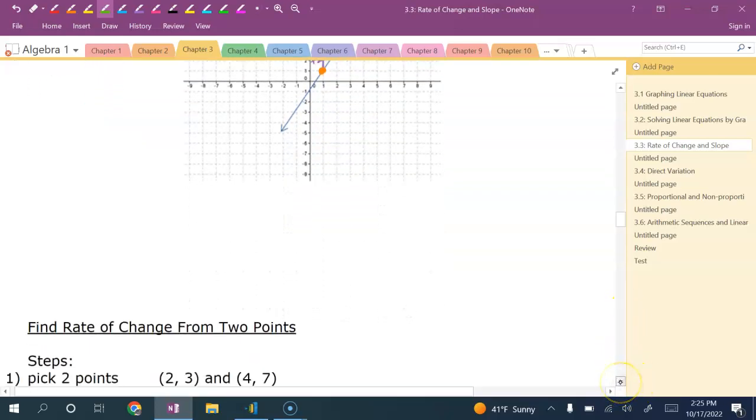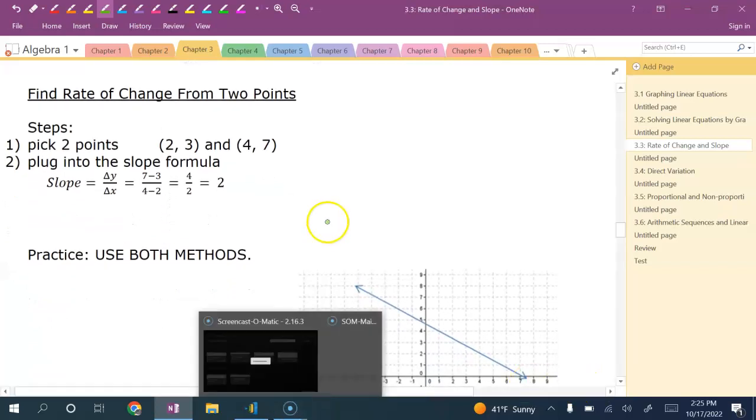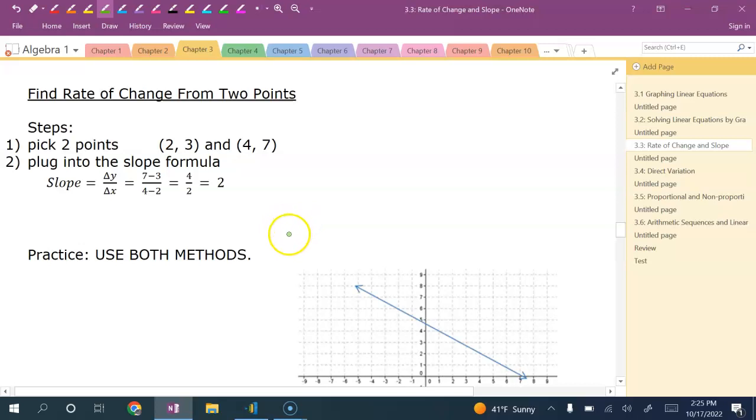Now, another method that you can use to find rate of change is, if they give you 2 points, we can use the slope formula. So the 2 points that I picked from that equation up above were 2, 3, and 4, 7. Now remember that your slope equation looks like this: y2 minus y1 over x2 minus x1. Now what I would do is just look at those coordinates and label the first one x1, y1, and the second one x2, y2.